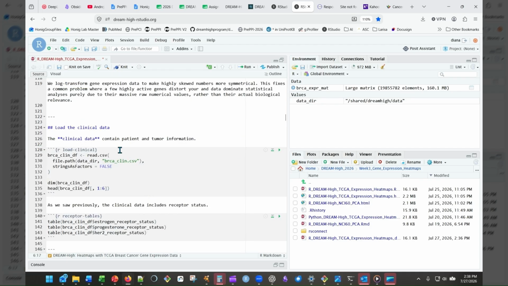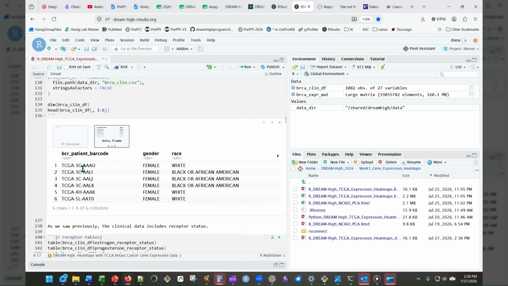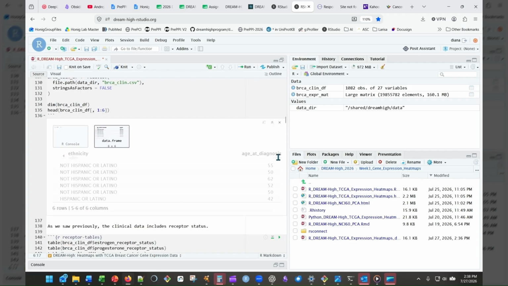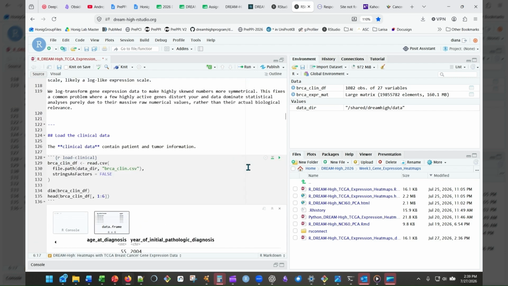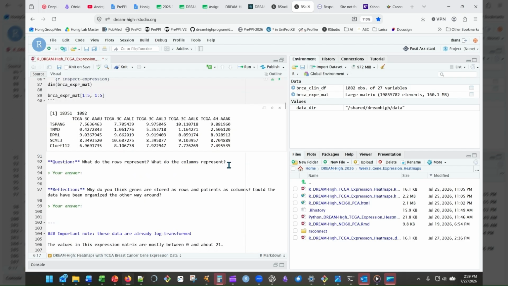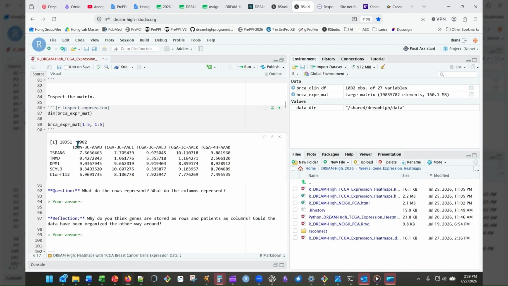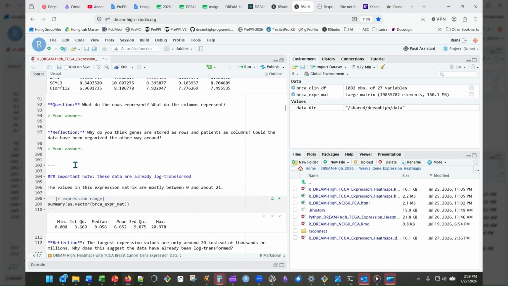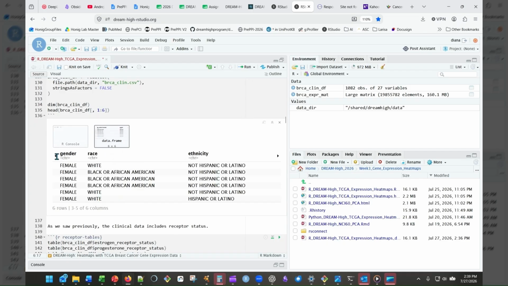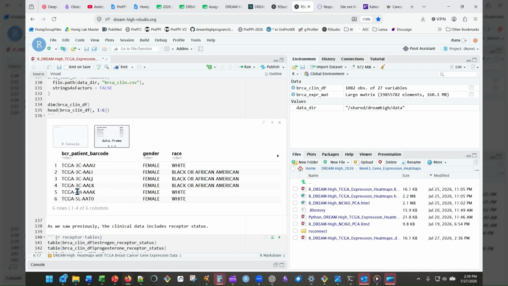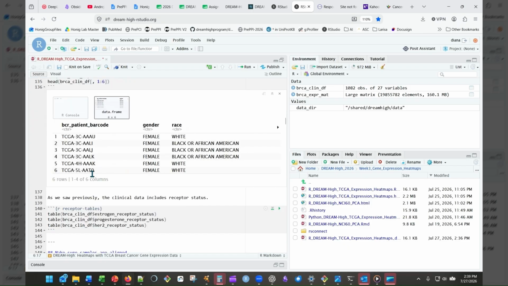All right, the clinical data, let's load that. Okay, you remember this, right? There are patient barcodes, and there are all kinds of features about the patients. Now remember, for the expression data, the patients are actually the columns. You should have written that here, and the genes are the rows. But when we did the clinical data, we worked with it such that the patients were the rows. So we're going to have to be careful about that as we move forward.